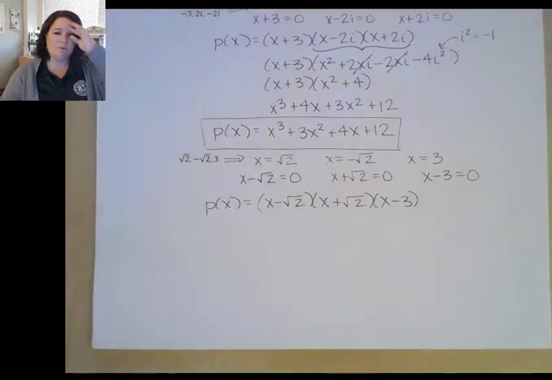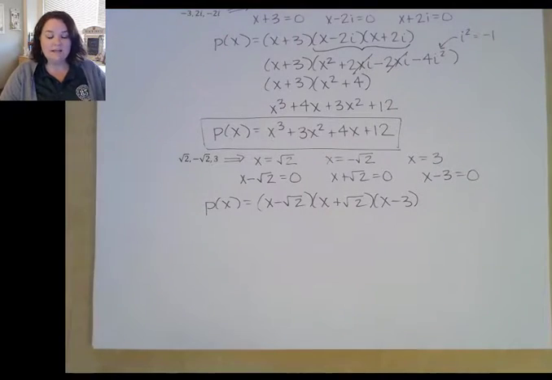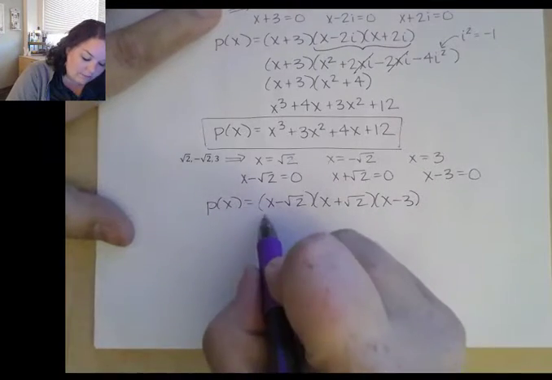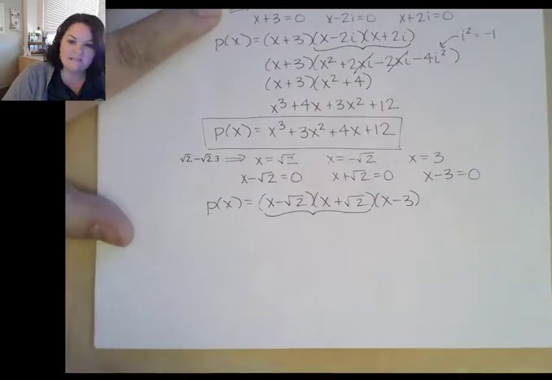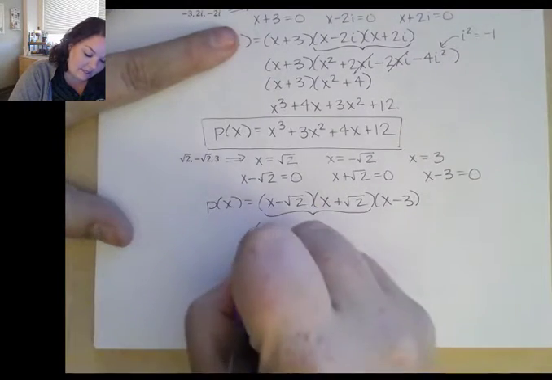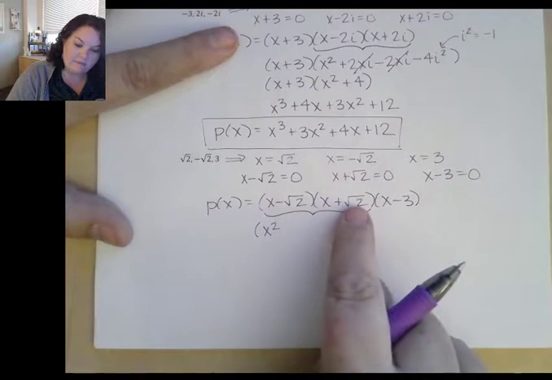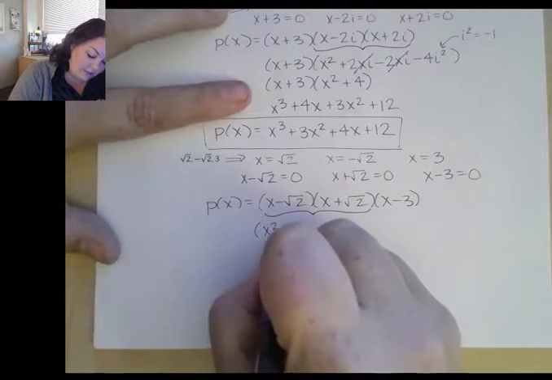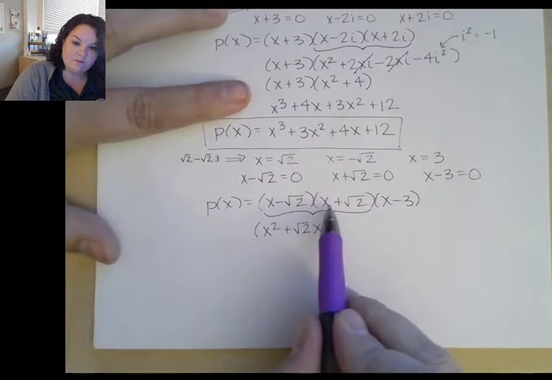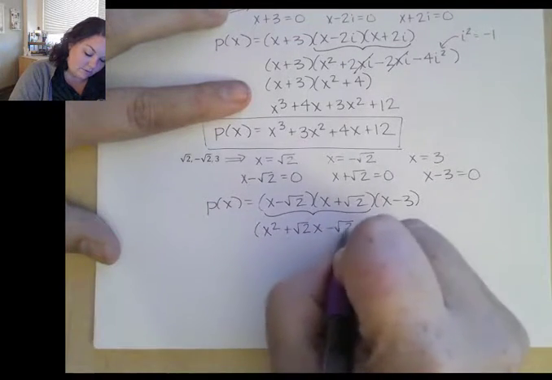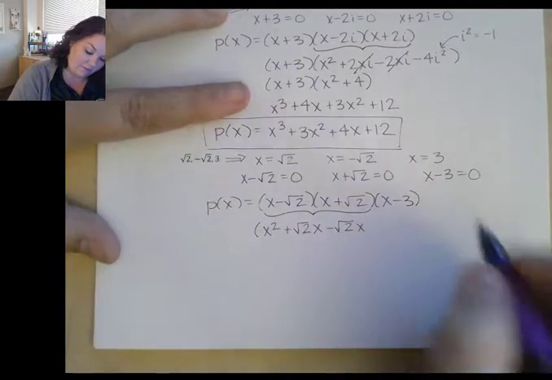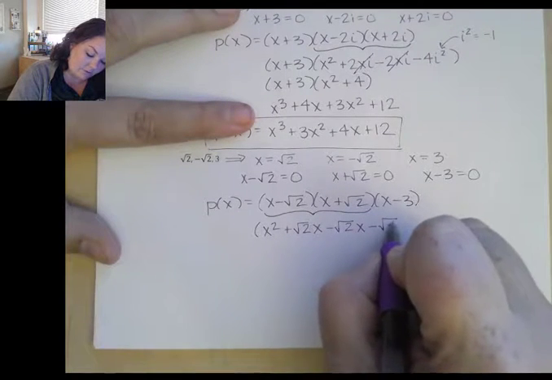And just like on the last one, we had nasty factors that had i's. In this situation, we have nasty factors that have radicals. So we're going to start by multiplying these two nasty factors together first, right? So x times x gives me x squared. X times positive square root of 2 is positive square root of 2x. And then negative square root of 2 times x is negative square root of 2x. And then negative square root of 2 times positive square root of 2 gives me negative square root of 4.